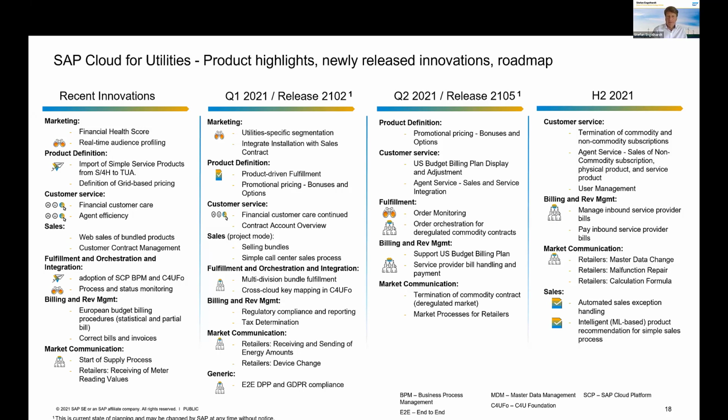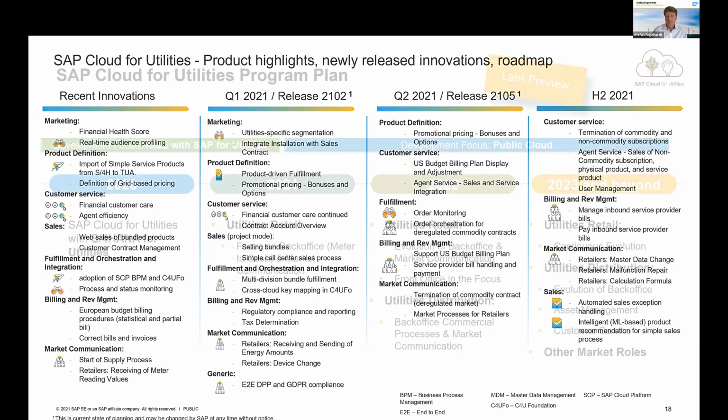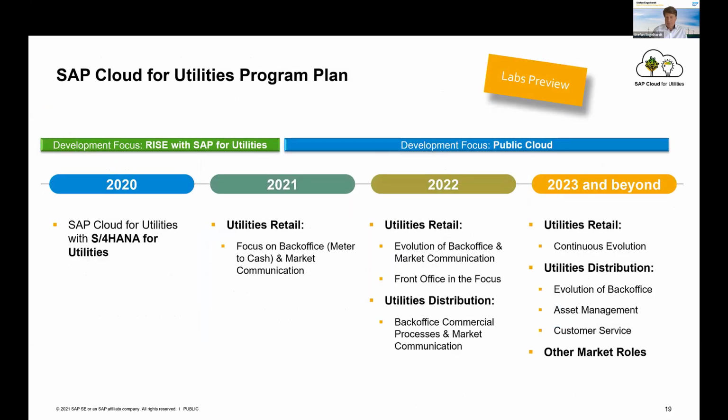So the focus in 21 is still to a large extent on supporting what we call the hybrid architecture, where we still have S/4HANA as the backbone to support many of the industry-specific processes, but again, can run in the cloud or on-premise. And it will be the foundation for the developments that we do after 21, where we focus very much on developing the native cloud architecture of Cloud for Utilities.